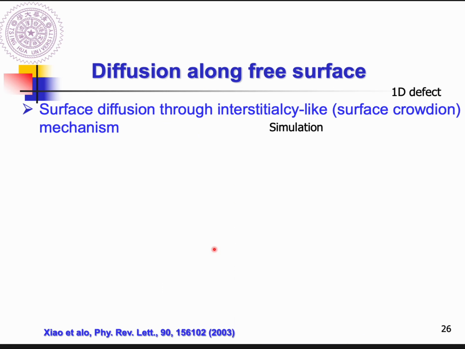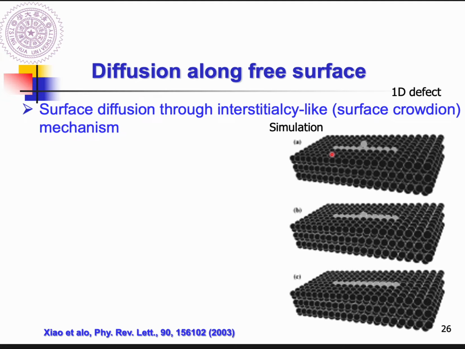But some people also use simulations to show how diffusion happens on the free surface. This is a simulation result through the interstitial mechanism. There are 10 atoms here: 1, 2, 3, 4, 5, 6, 7, 8, 9, 10. And you put an extra atom on top of the surface. This can be considered as a self-interstitial defect.